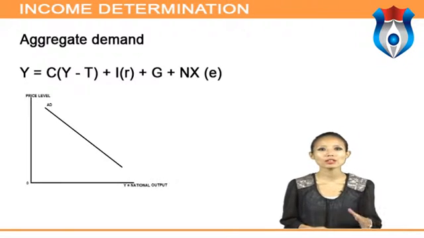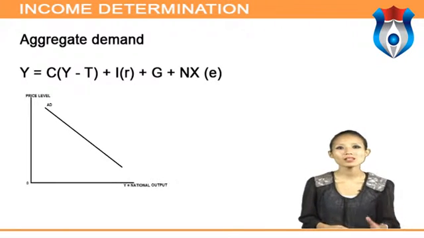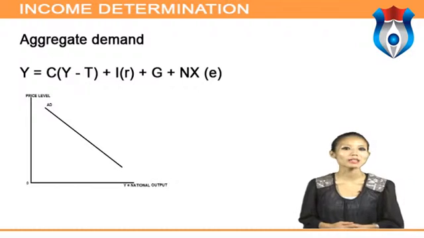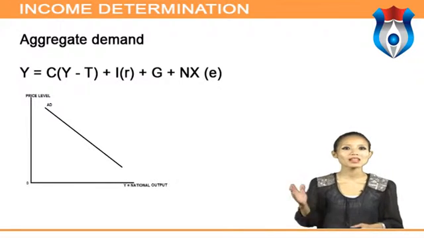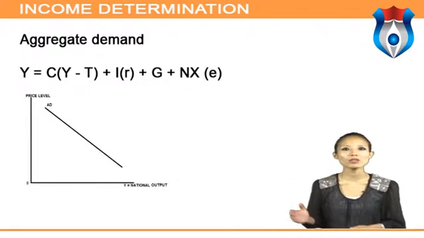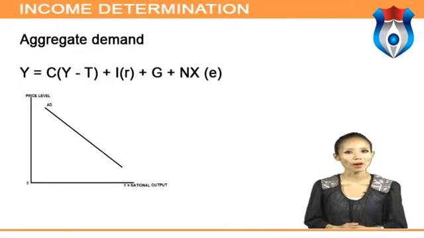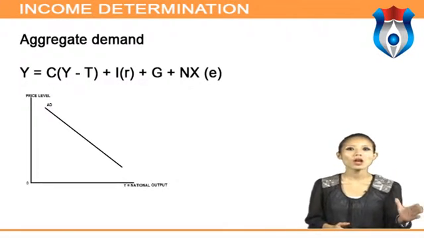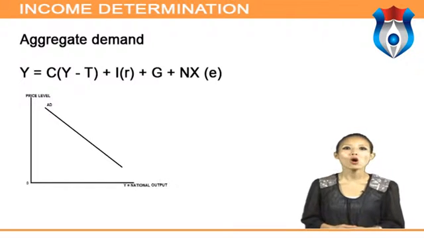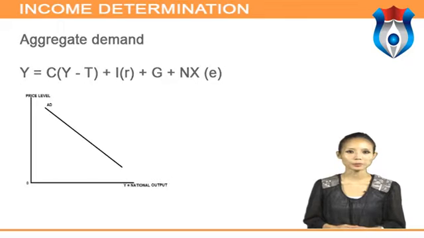The aggregate demand curve lies in a plane consisting of the price level and income or output. It shows a downward slope with price level on the vertical axis and income or output on the horizontal axis. As such, the aggregate demand curve outlines a relationship between income or output and the price level.